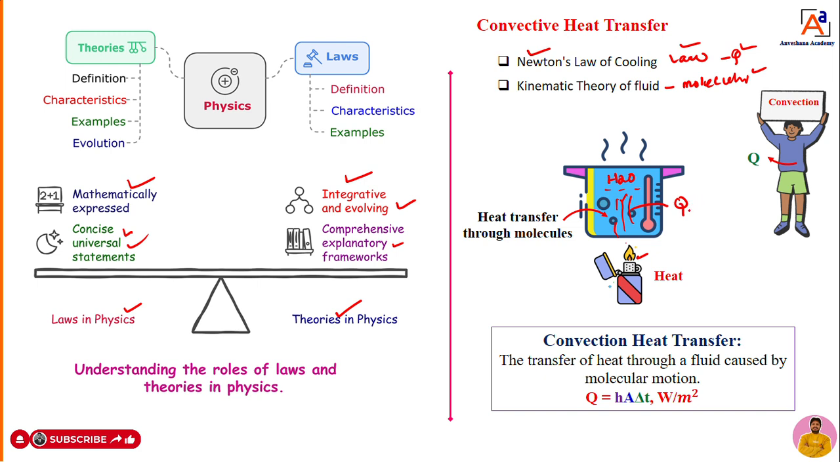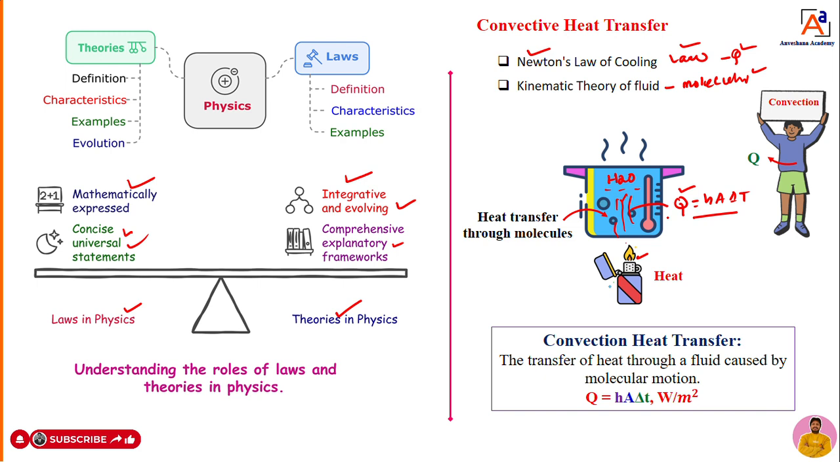That convective heat transfer is represented as Q is equal to hA delta T. This is nothing but Newton's law of cooling. That means heat is getting transferred in fluid because of molecular motion. That is nothing but Newton's law of cooling, hA delta T.